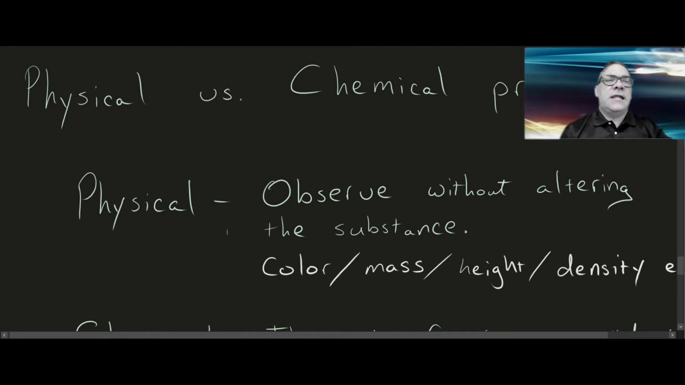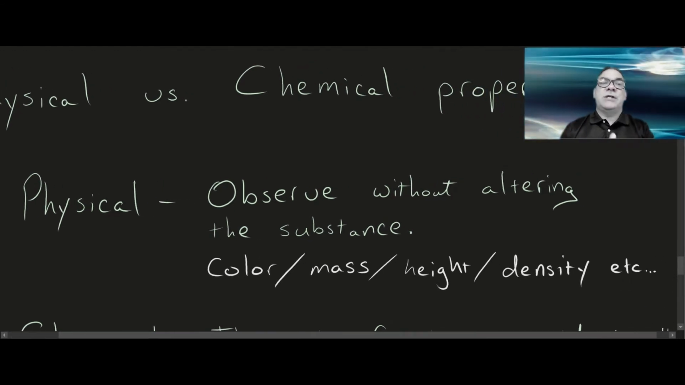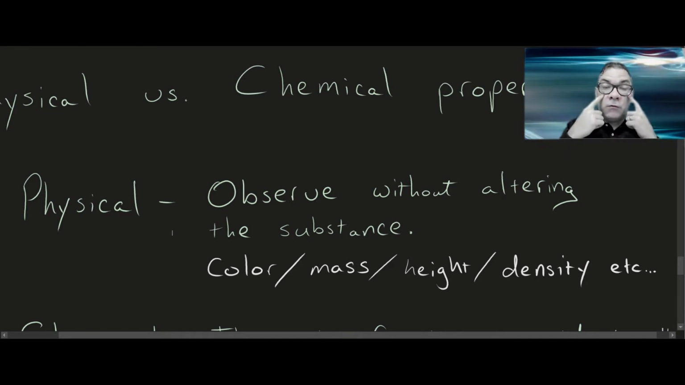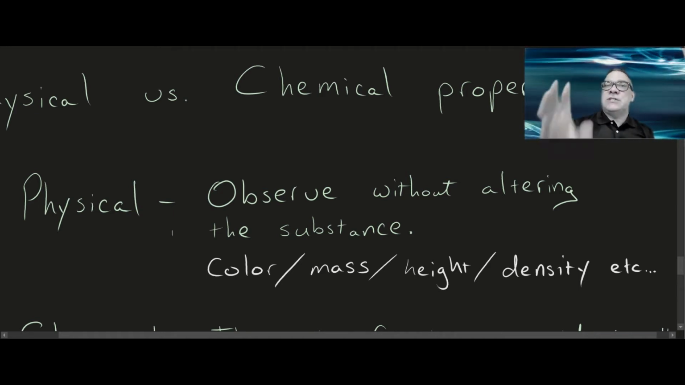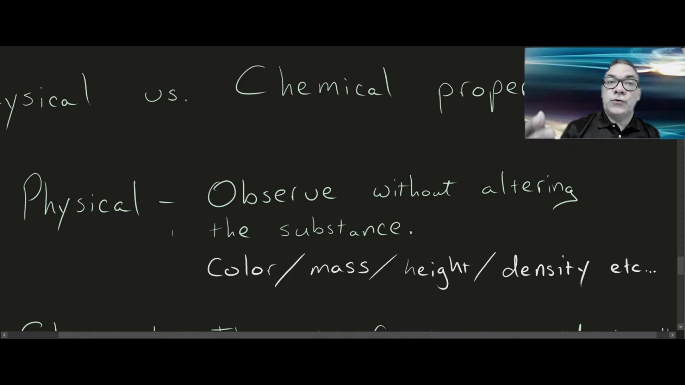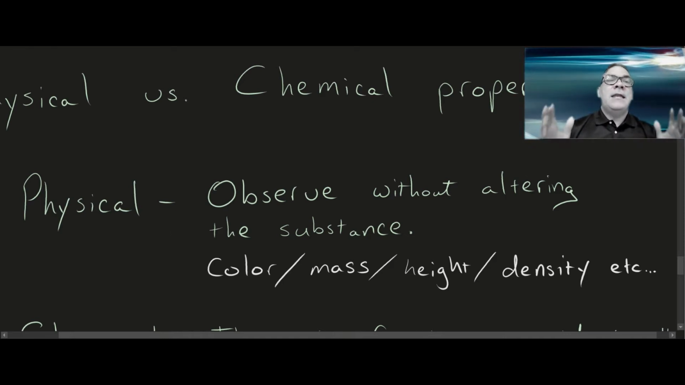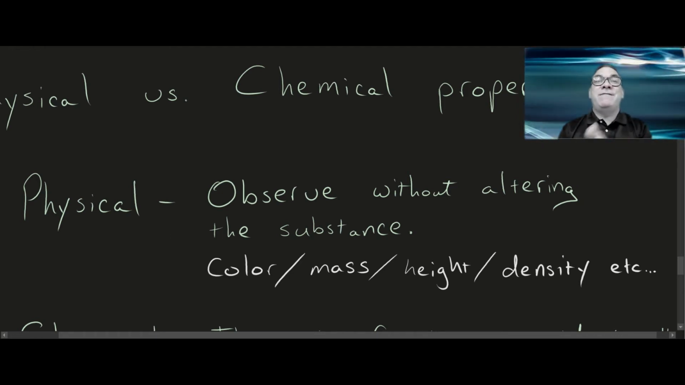So things like, for example, the color of an object, right? The mass of an object, the height, the density, right? All of these are things that we can observe. We can actually physically take these measurements and the object stays the same, right? We didn't alter what it was. It didn't become a new substance, et cetera, et cetera. Now, this is critical because this is the distinction between my physical and chemical.